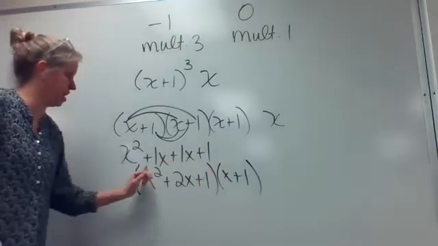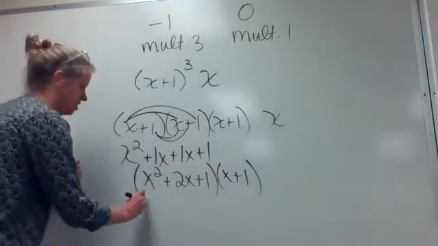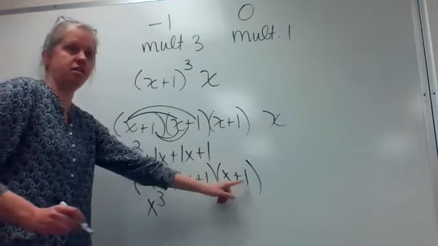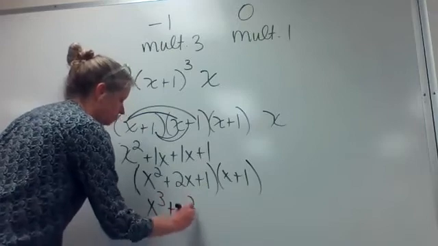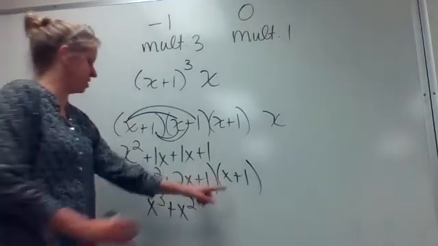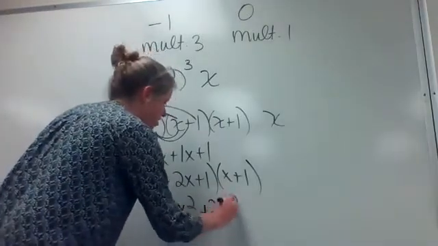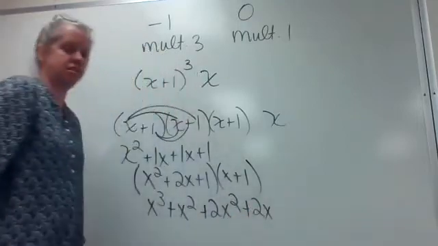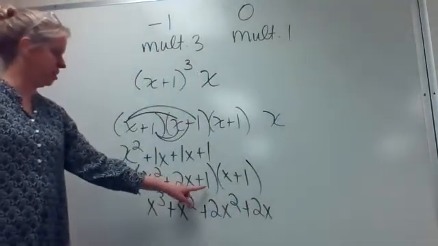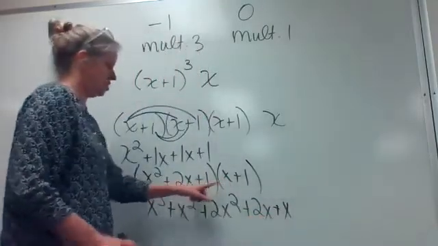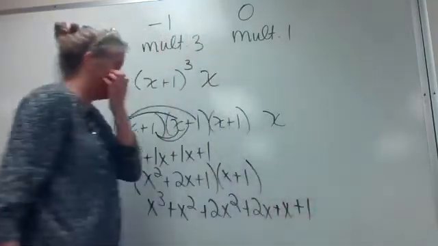Distribute the x squared. So x squared times x is x to the third. X squared times 1 is x squared. Distribute your 2x. 2x times x is 2x squared. 2x times 1 is 2x. And then distribute your 1. 1 times x is x. 1 times 1 is 1.